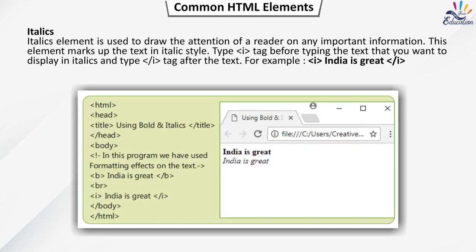Italics. The italics element is used to draw the attention of a reader to any important information. This element marks up the text in italic style. Type the I tag before typing the text that you want to display in italics and type the /I tag after the text. For example, I, India is great, /I.